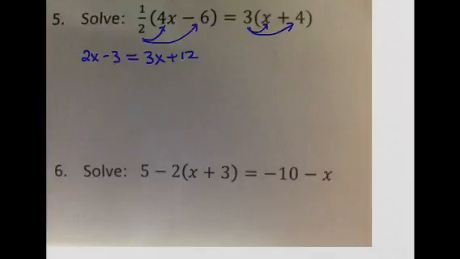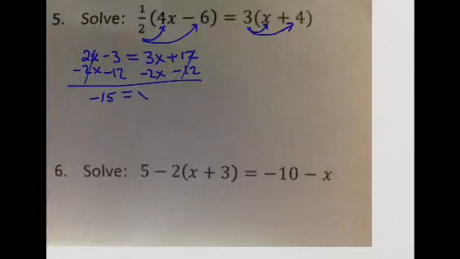Okay? I'll subtract 2x from both sides to bring the x's over to the right side. And I'll subtract 12 from both sides. So I've got negative 3 and negative 12 is negative 15 equals 3x minus 2x, which is 1x, or x. So then we have x equals negative 15.